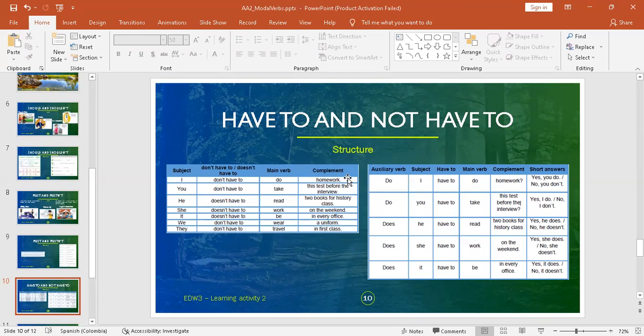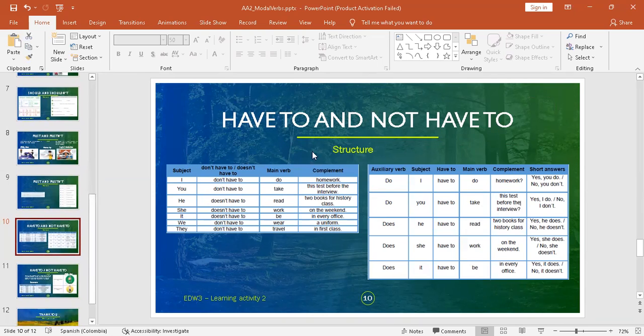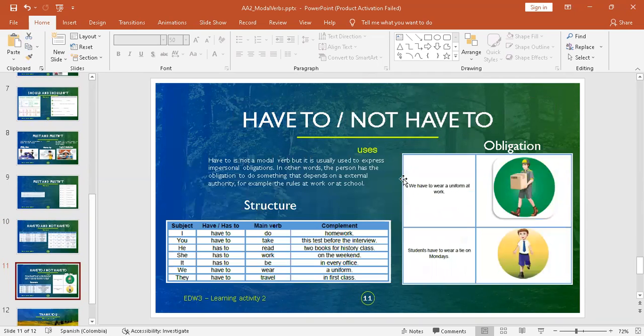Recuerden la estructura también interrogativa. Do you have to take this test before the interview? Does it have to be in every office? Bueno, y recuerden, significa obligation and you're not obligated to do it. Here's some examples. And here we have, okay, you have the conjugation. I have to, she has to. They have to, he has to.